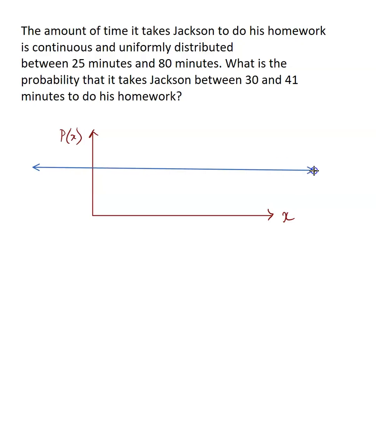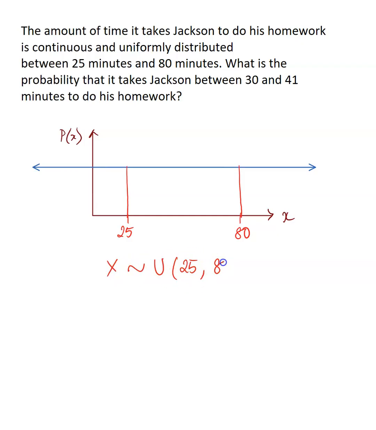Because it's a uniform distribution, I'm already drawing my horizontal line. And I'm going to come over here and mark the starting point. So somewhere here, 25, all the way to 80 minutes. So that when I write it as a notation, it's uniformly distributed between 25 and 80 minutes. All right. So correspondingly here, 1 over b minus a will be 1 over 80 minus 25, which is 1 over 55. So your height here is 1 over 55.